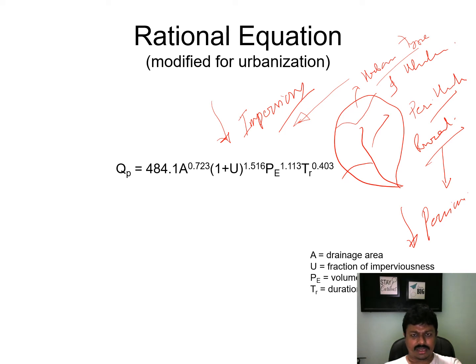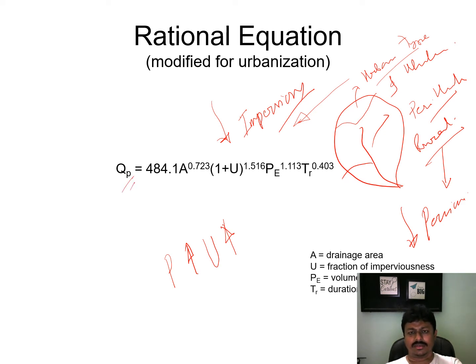So due to this urbanization, as we know, due to the increase in population, the urban area is also increasing because people are shifting their rural homes to urban homes, and as a result we have a larger urban area compared to the rural area. So for these increasing urban areas, we have to adjust our equation for estimating peak discharge.